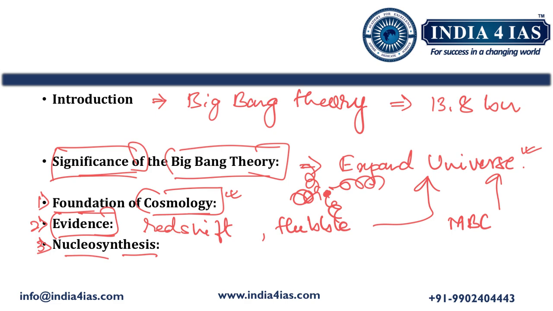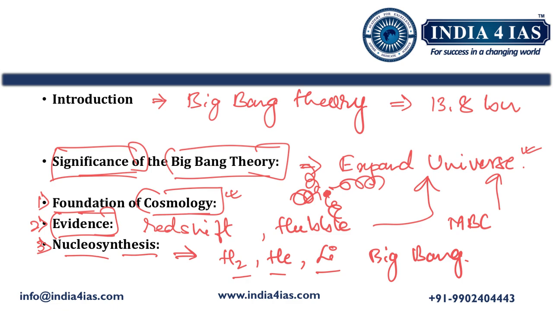The Big Bang theory helps in explaining the formation of the light elements during the early universe. Light elements are hydrogen, then we have helium, then we have lithium. These light elements formed soon after the Big Bang, soon after the formation of the universe. The Big Bang theory helps in the nucleosynthesis of these lighter elements. These 3 points are enough to explain the first part of the question, that is the significance of the Big Bang theory in understanding the origin and evolution of the universe.